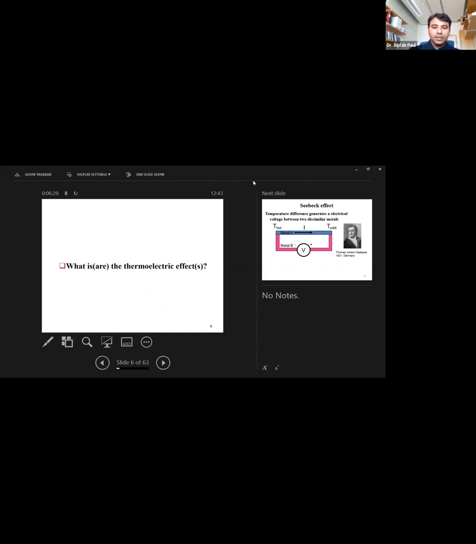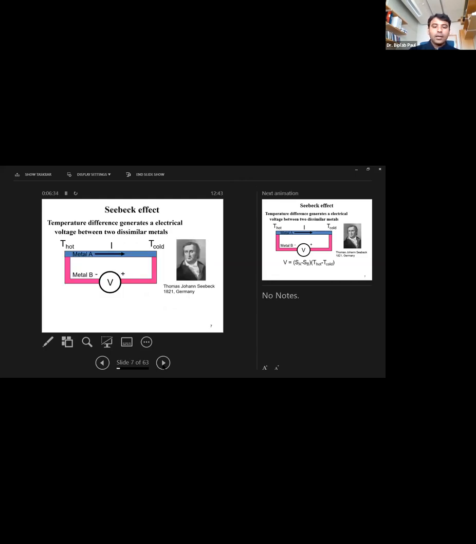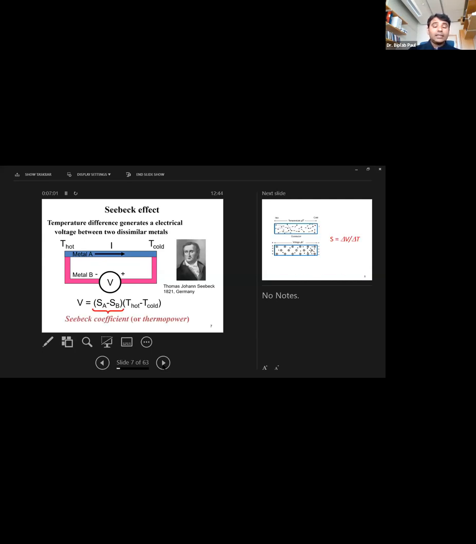First, the Seebeck effect. It was discovered by Thomas Johann Seebeck in 1821. When a temperature difference is created between the junctions of two dissimilar metals, some voltage is generated, and that voltage depends on the Seebeck coefficient of metal A and Seebeck coefficient of metal B, and also the temperature difference between the junctions.